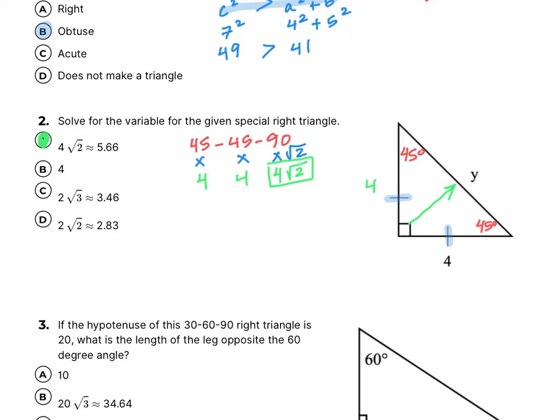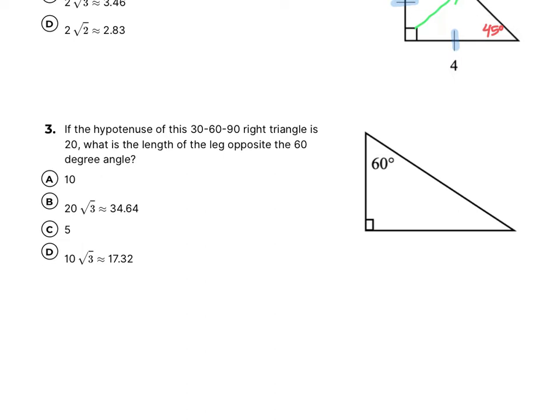If I move on to number 3, this is a 30, 60, 90 triangle. Since there's 60 over here and 90 over here, the other angle is going to be 30 degrees. The pattern for 30, 60, 90 is going to be x, x root 3, 2x. That means that the side opposite the 30 is going to be x, the side opposite the 60 is going to be x root 3, and the hypotenuse is going to be 2x.